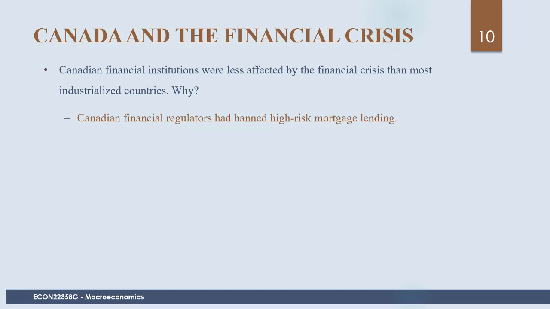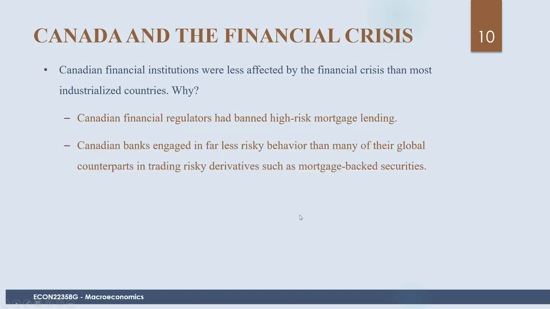This relates to the fact that in the U.S., anyone who could breathe would be able to get a mortgage in the period prior to the financial crisis, and this led to a lot of mortgages being held by people who were probably not able to maintain them. But in Canada, we didn't have such a situation.